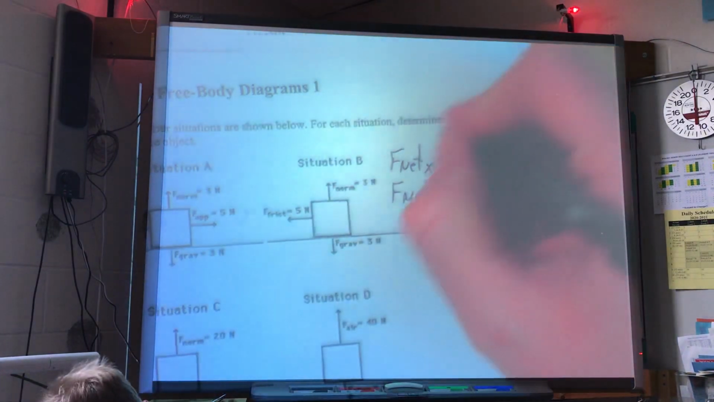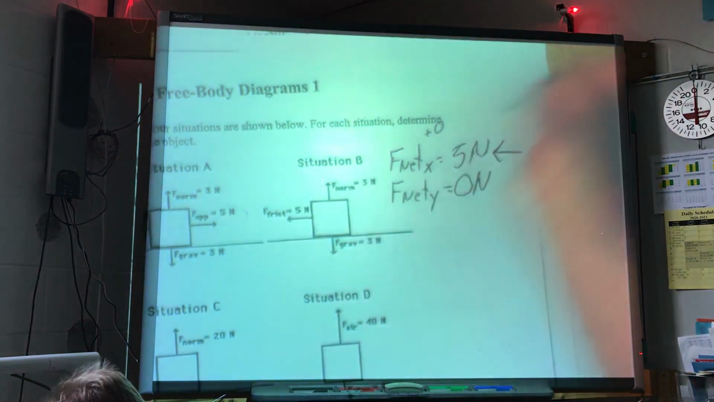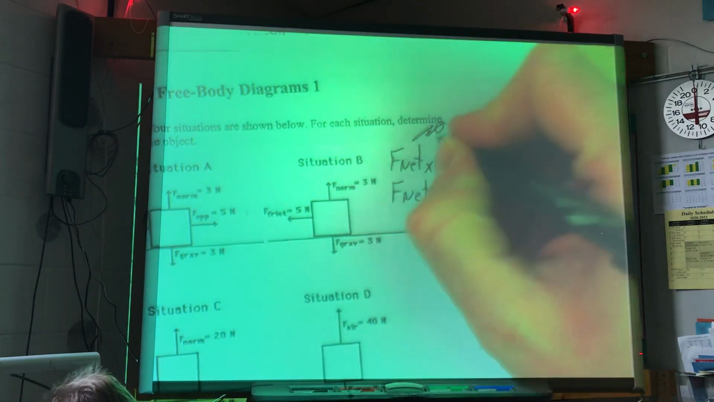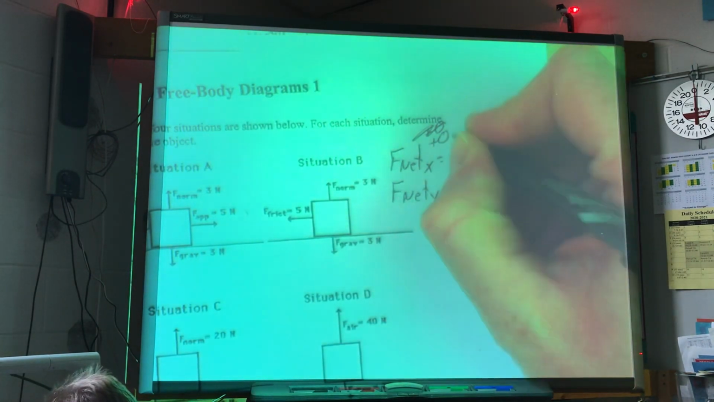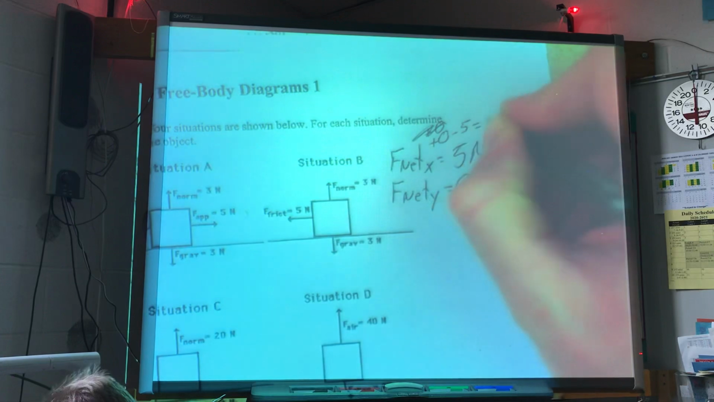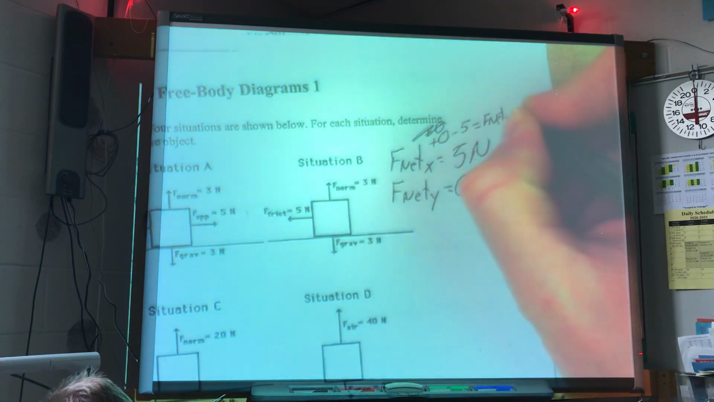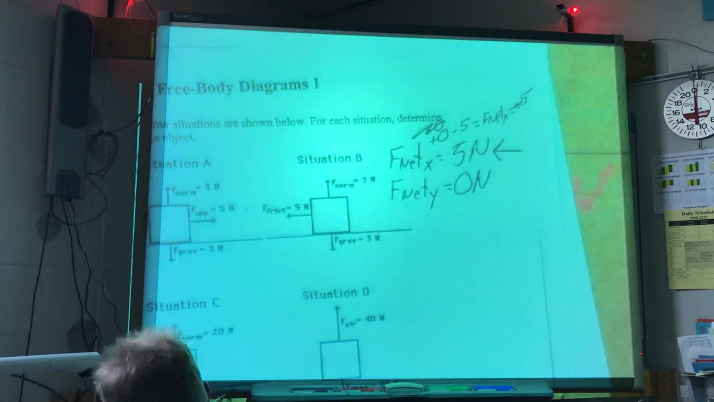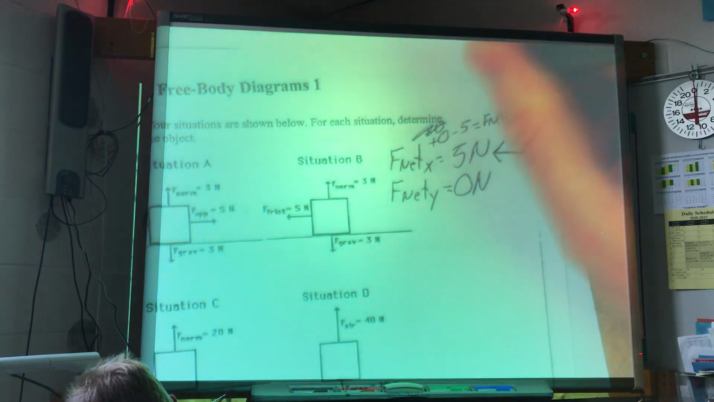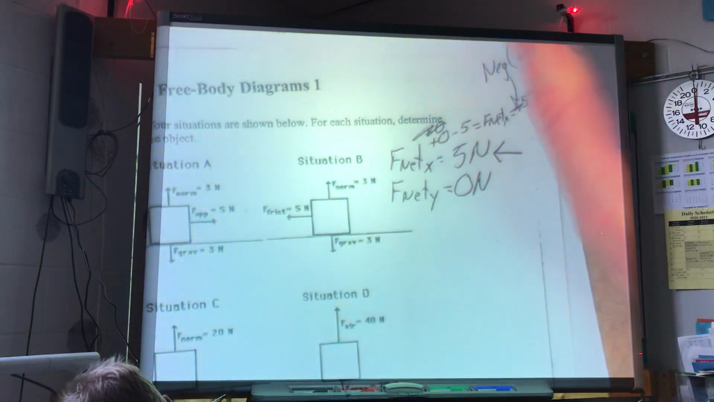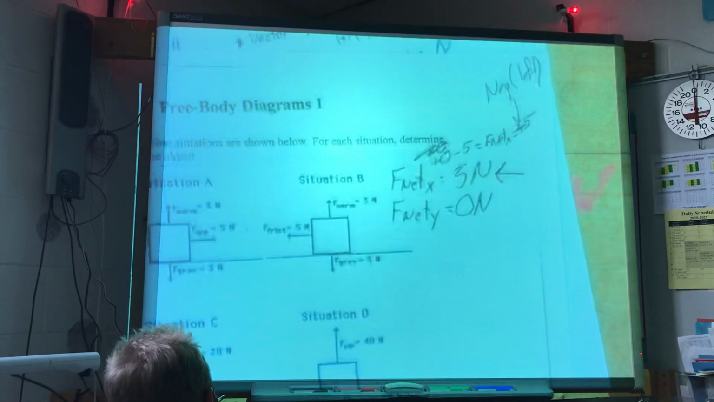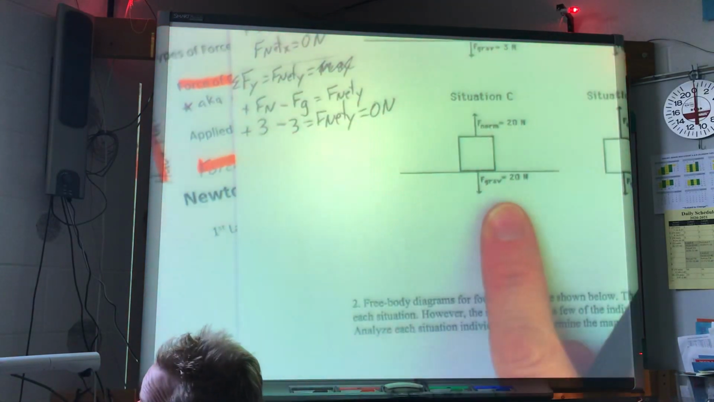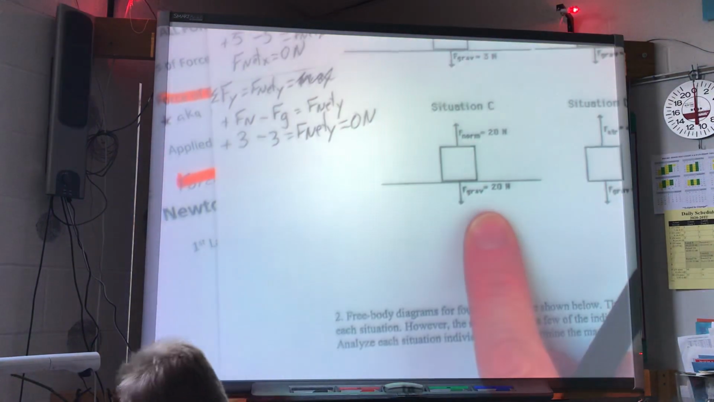Now, if we would have done it by adding our rights and subtracting our lefts in the x direction, we would then say my F net in the x direction was negative 5. That negative is the direction. Negative tells me that it's moving to the left. That's the idea.